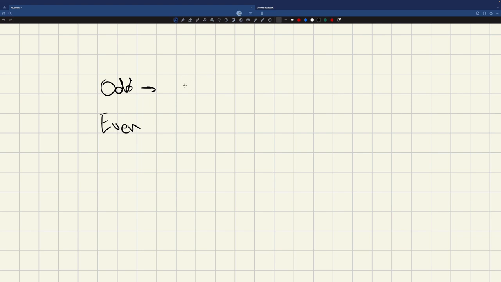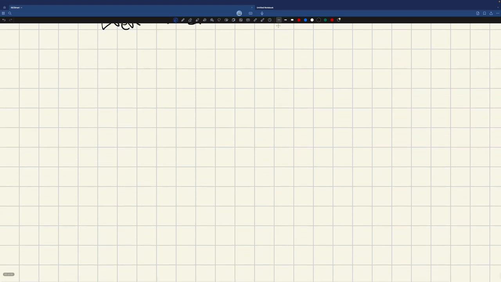An odd number can be written down in the form of 2n plus 1. And an even number can be written down in the form of 2n. Here I must say it's either 2n plus 1, or you can also say 2n minus 1. Either way it will be an odd number. Why will it be an odd number? Well, let's have a look.